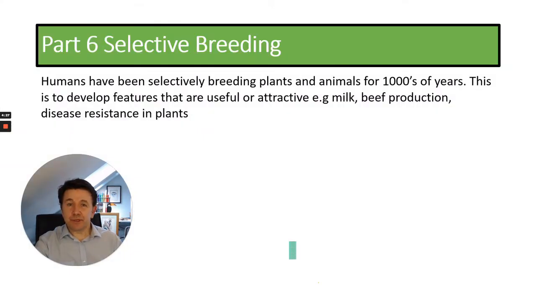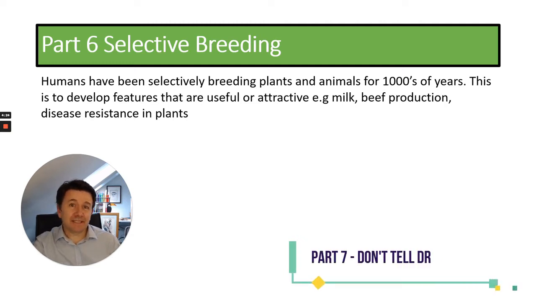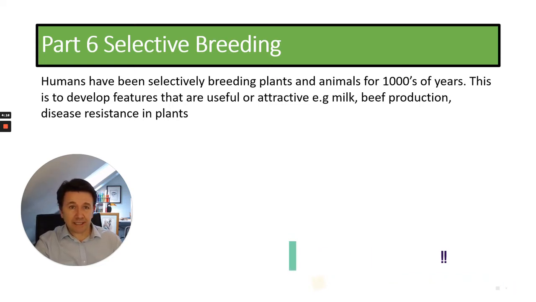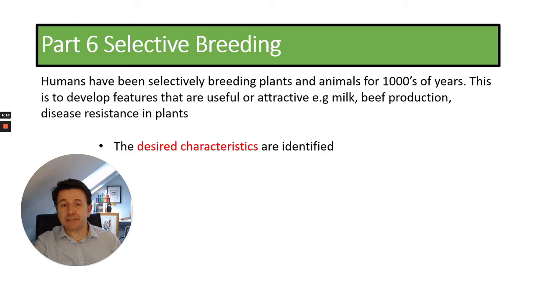So, selective breeding. Humans have been selectively breeding plants and animals for thousands of years. This is to develop features that are useful, desirable or attractive, things like high volumes of milk, beef, disease resistance in plants.